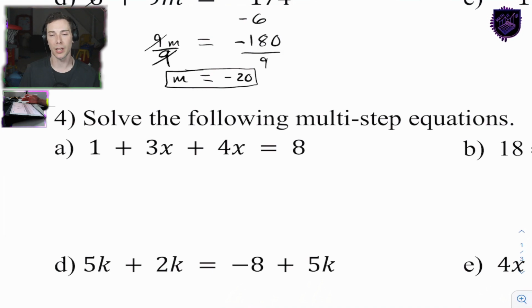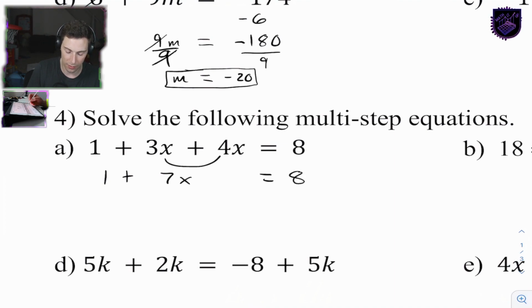So we're going to have to combine like terms and then solve the 1 or 2-step equations after we combine like terms. So 1 plus, and then we're going to combine my like terms here to get 7x is equal to 8. Let's subtract 1. Subtract 1 cancels. 7x is equal to 8 minus 1, which is 7. Divide by 7. Divide by 7. X is equal to 1.